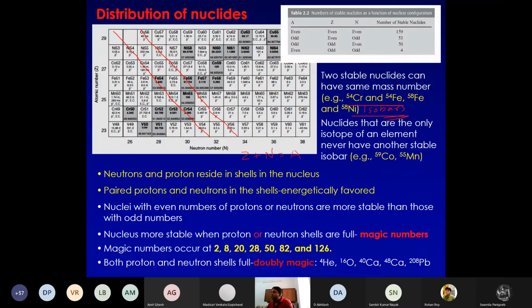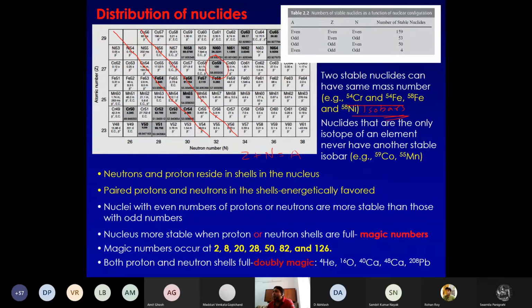Now what is interesting is that nuclides that are the only isotope of an element, that means elements which have a single stable nuclide, never have another stable isobar. Very interesting. So for example, if you look at cobalt 59, in the same part of the nuclide chart, cobalt 59 is the only isotope of cobalt.